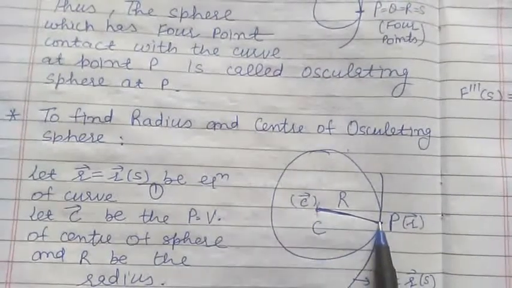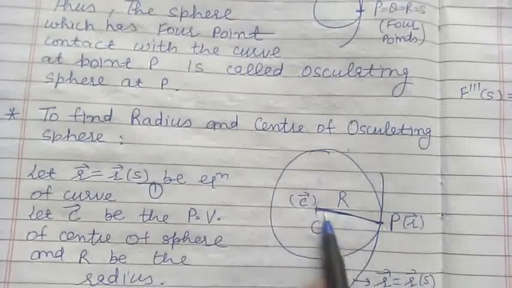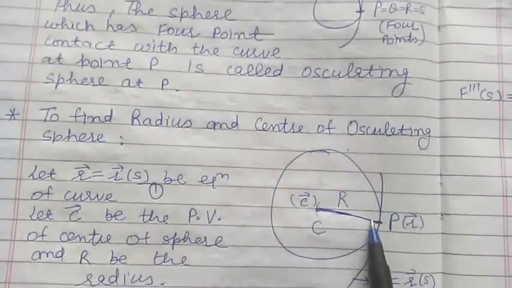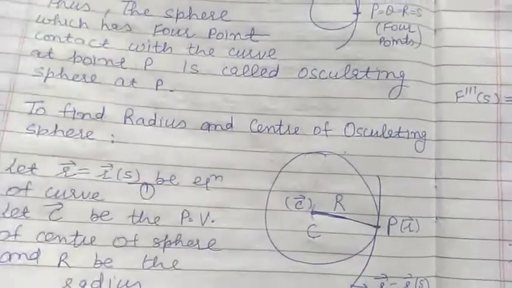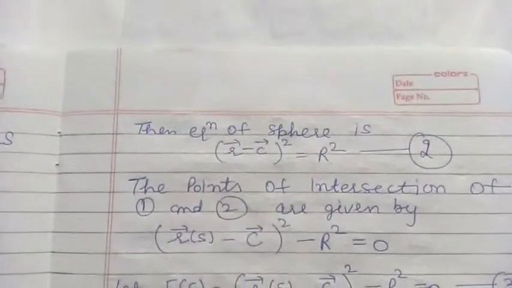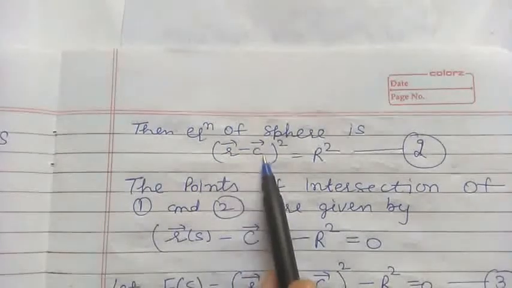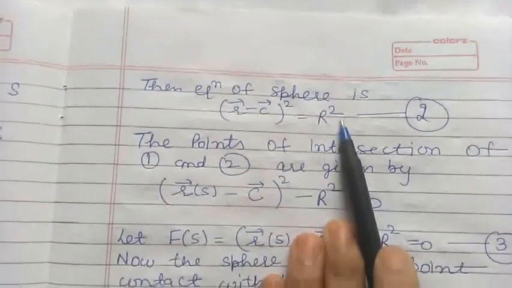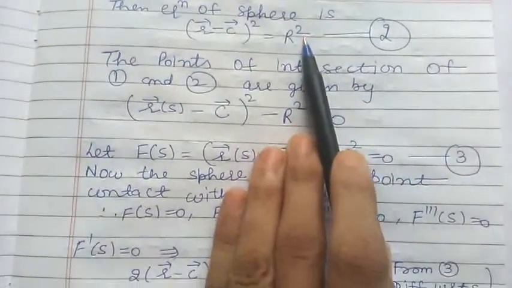Now because we can see that this PC is equal to the radius of the sphere, from here we can write the equation of the sphere. So the equation of the sphere is given by (vector r minus vector c) whole square is equal to r square. Now let us find the points of intersection of the curve and the sphere.